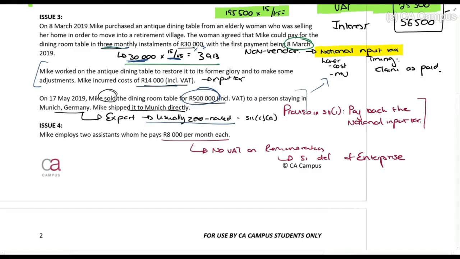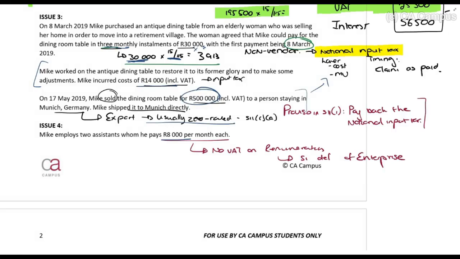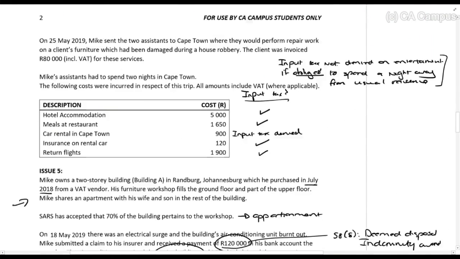Then we have issue 4. Mike employs 2 assistants, 8,000 rands a month. Those salaries, it's not an enterprise. That is the correct answer. If you said no VAT or anything like that, you'd probably not lose a mark, but guys, that is the correct answer, not an enterprise. It shows your examiner that you understand.